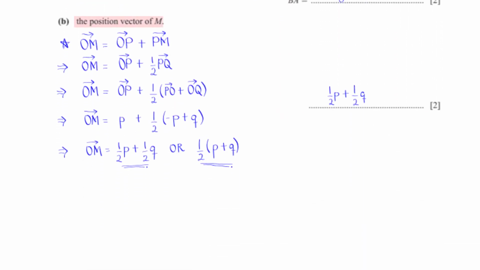Find the position vector of M. The position vector of M is equal to OP plus PM. PM is half of PQ and PQ is equal to PO plus OQ. OP is p, PO is negative p, OQ is q. When we simplify this, we have half p plus half q.